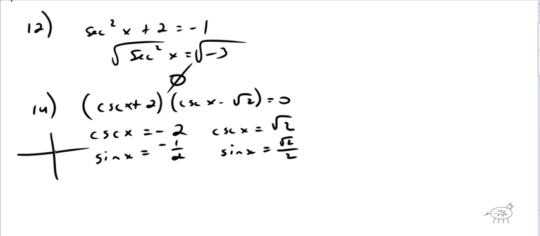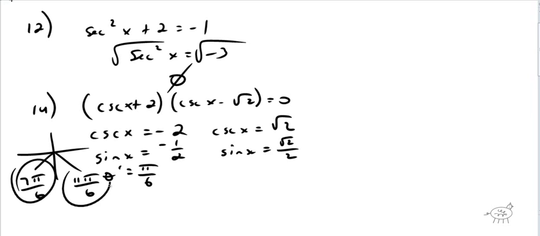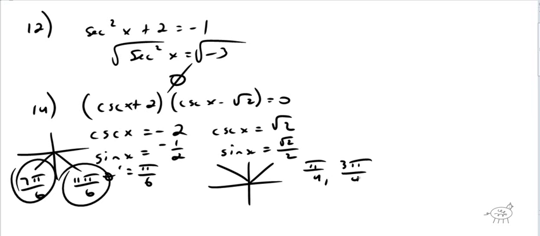Of course, sine is negative here and here. Sine of what is 1/2? The reference angle is going to be pi over 6. So that means these down here, this is going to be 7 pi over 6, and this is going to be 11 pi over 6. Two answers right there. And this one here, of course, is a 45-degree angle, and we're here and here. So this is going to be pi over 4 and 3 pi over 4. Get your 4 answers there.